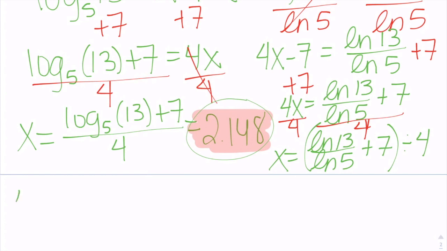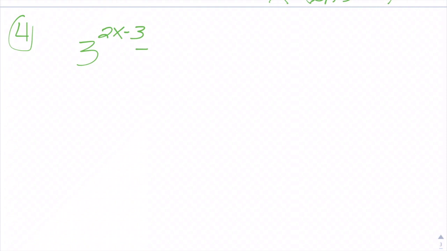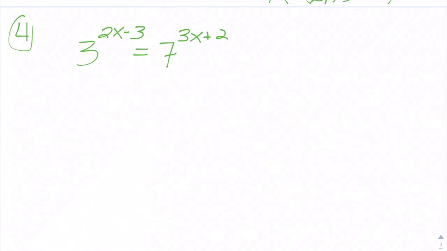And now the last example, example 4. I have 3 to the 2x minus 3 equals 7 to the 3x plus 2. So now notice this looks a little bit different because we have an exponential term on each side of our equation. And so that means that you have to take the natural log of each side here.